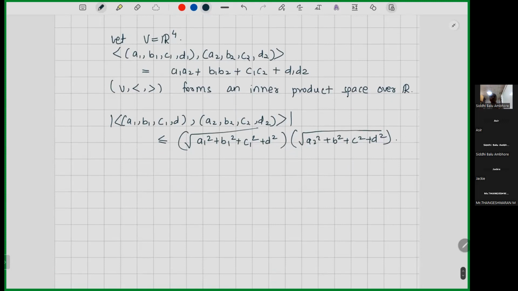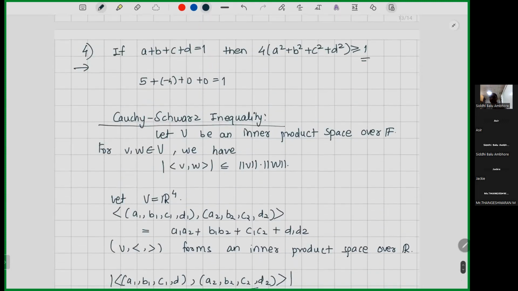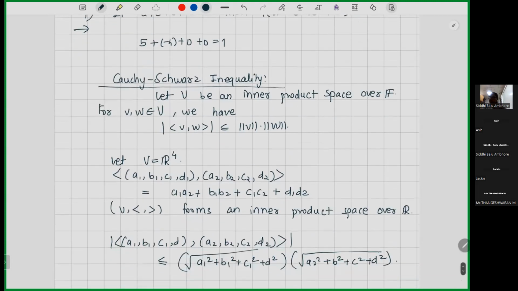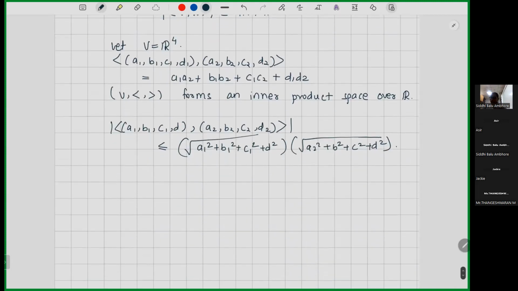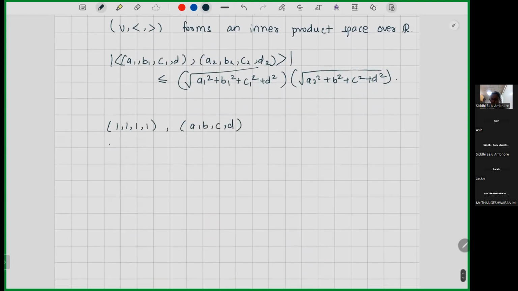This is just norms I'm writing. So this is something which is on the lesser side and this is on the bigger side. So we have to choose now A, B, C, D. If I take the elements to be 1, 1, 1, 1 and the element A, B, C, D, then the inner product of this will be what? Just A plus B plus C plus D, right?